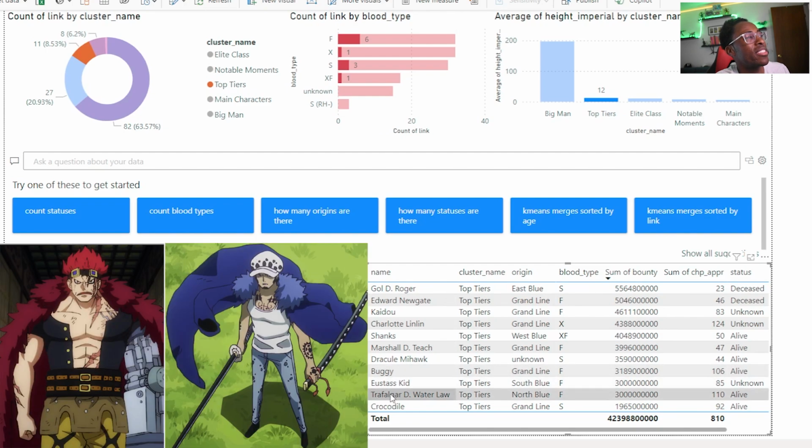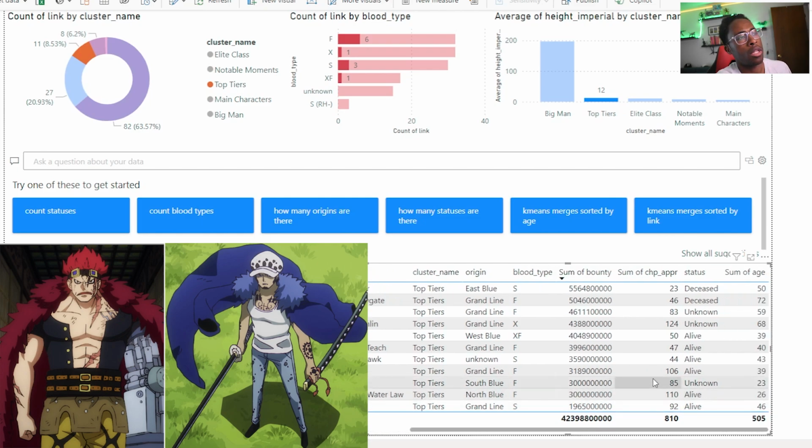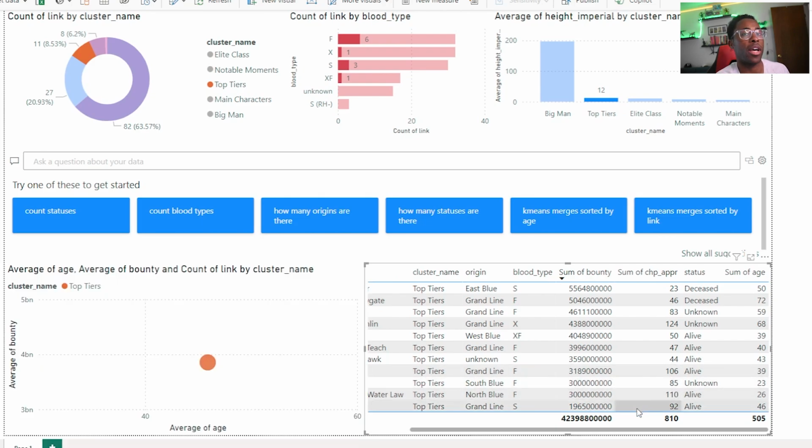Then we have Eustace Kid and Law. I would say that these characters, because of the events of Wano, separate themselves from those in the elite class. I would also think that in a one-on-one, these two characters would probably take anybody in the elite class. Their bounty, of course, is what puts them here. So high bounty, lesser chapter appearance than the Straw Hats. Similar age though, but I think because they have lower chapter appearances, they're not fitting that Straw Hat or main character list as the others.